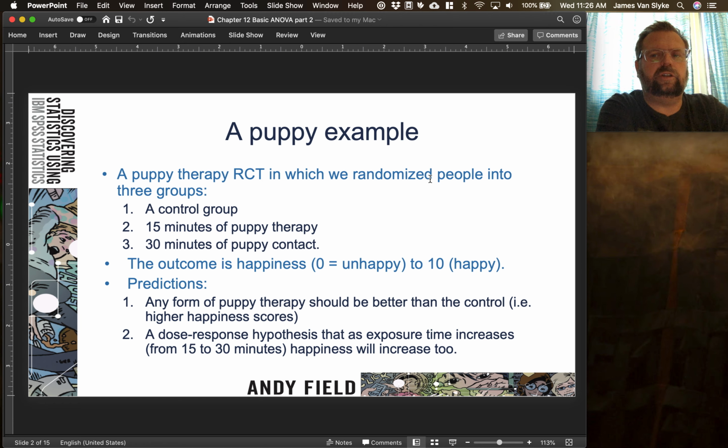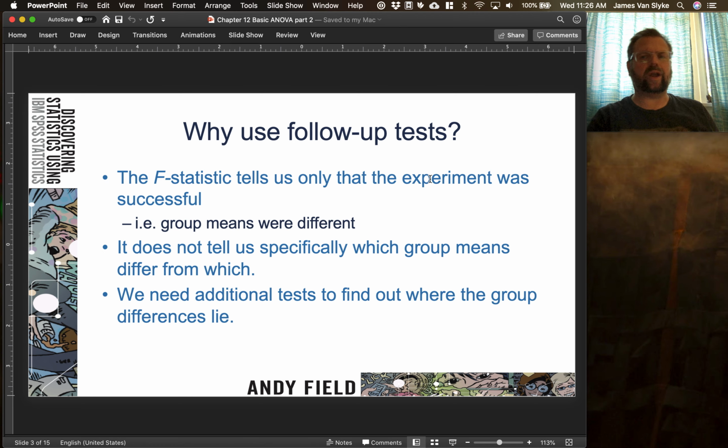But what we're going to do is look at some follow-up procedures we can use to understand more about what's going on with these particular groups. So why do we use follow-up tests? The basic ANOVA or the F statistic can only tell us if our groups are different from each other. So it can say that these three groups are not equal. It can't say which groups are higher or lower and how much difference there is between individual groups.